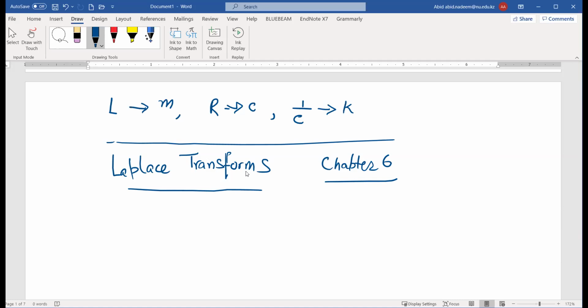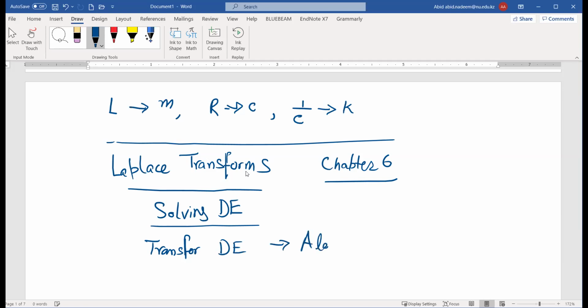In the Laplace transform, this is also a method primarily for solving differential equations, but the approach is different. In this case, you transform a differential equation into an algebraic equation.